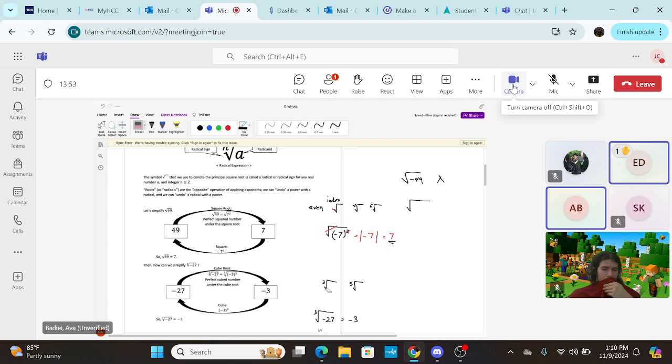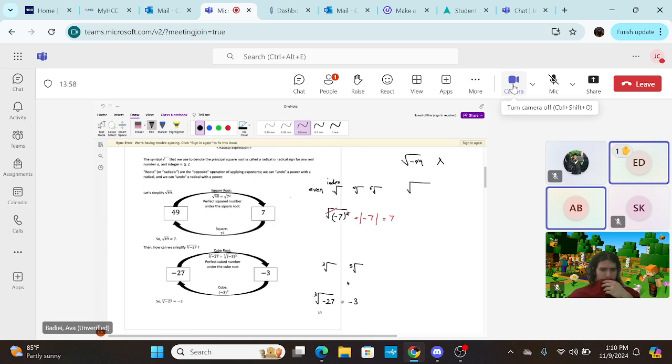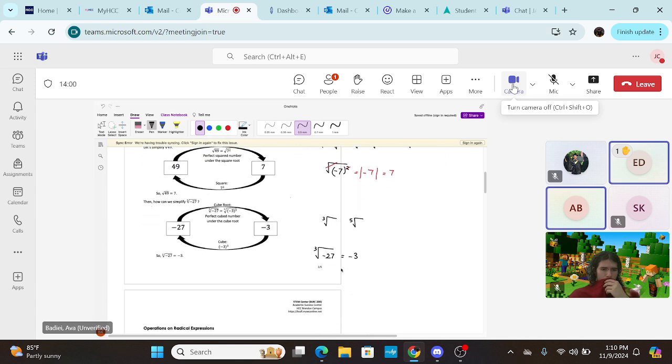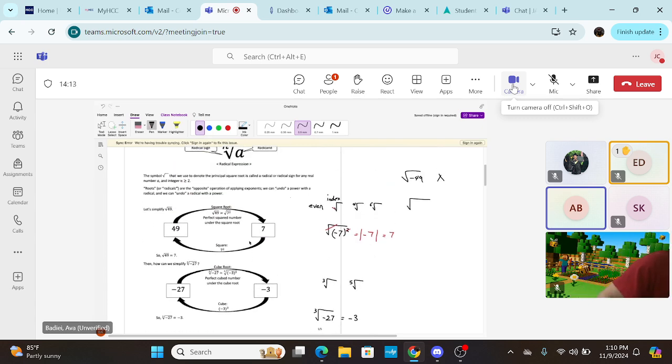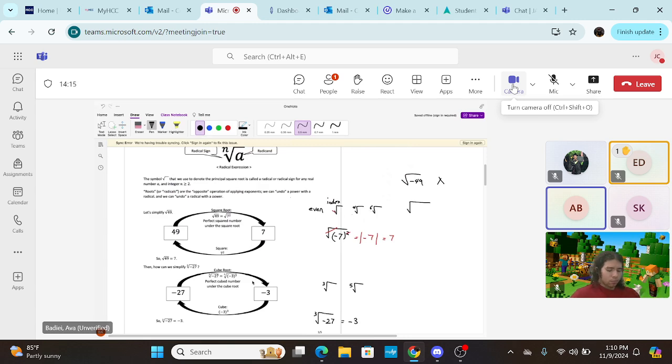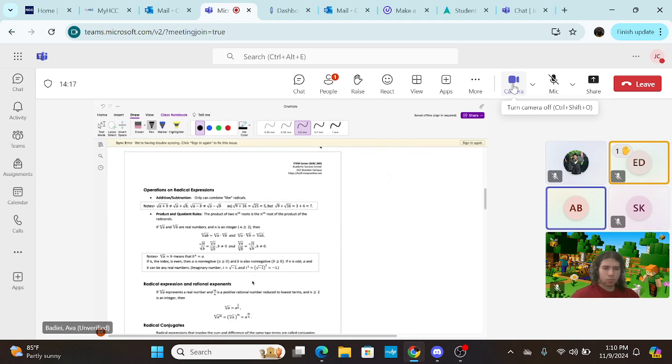Right, but when you said when it's an odd number, it could be a negative or a positive. Exactly. For odd, you can do whatever. And if it is positive, now for the cube root of 27, it's just going to be 3. So the odd ones are easy to work with. We have to be careful with even index.